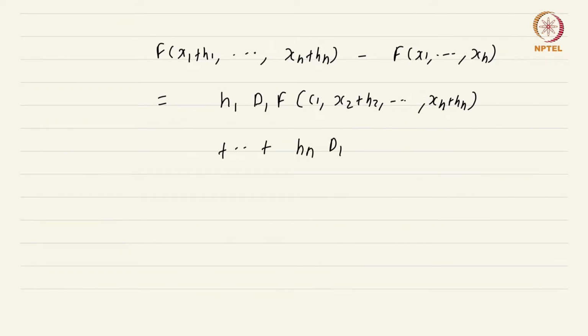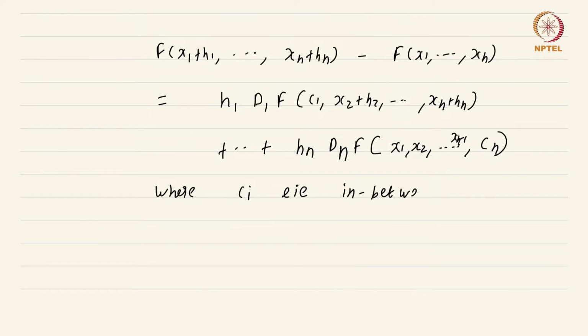dn of f of x1, x2, up to c_n, x_{n-1}, c_n, where c_i lie in between x_i and x_i plus h_i.